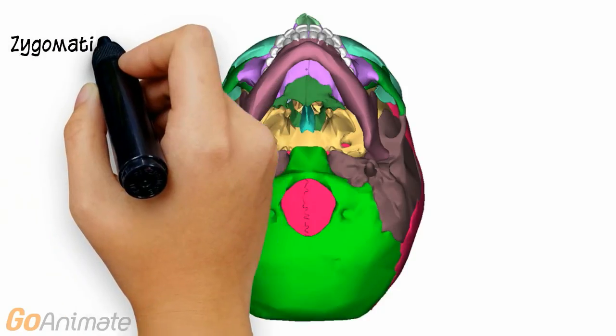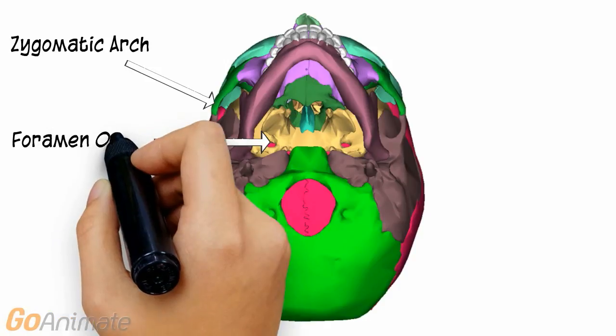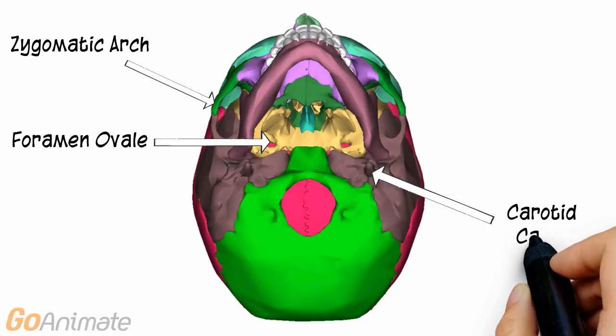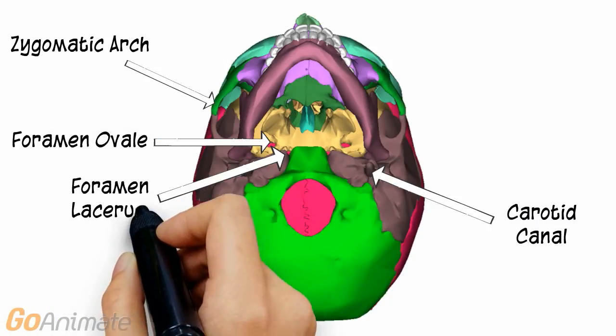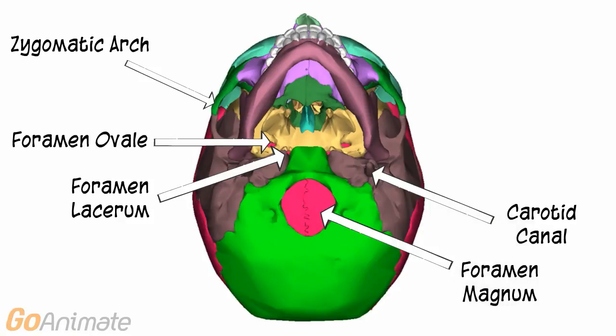Here is another look at the inferior to superior view. In this view, we can see the zygomatic arch, foramen ovale, foramen lacerum, carotid canal, and foramen magnum.